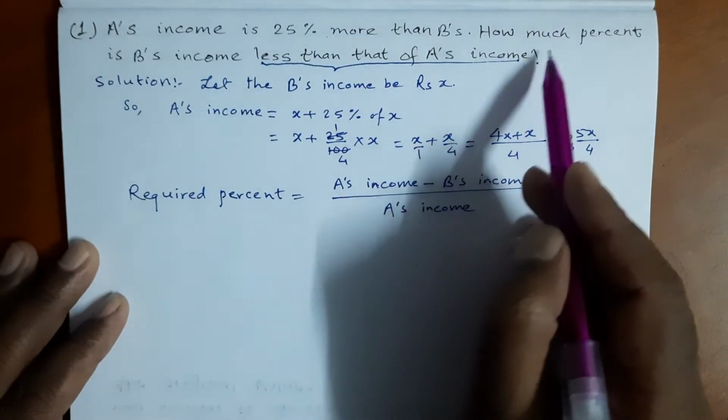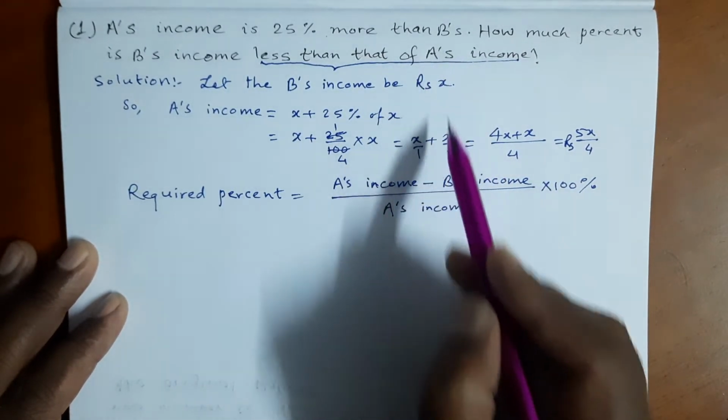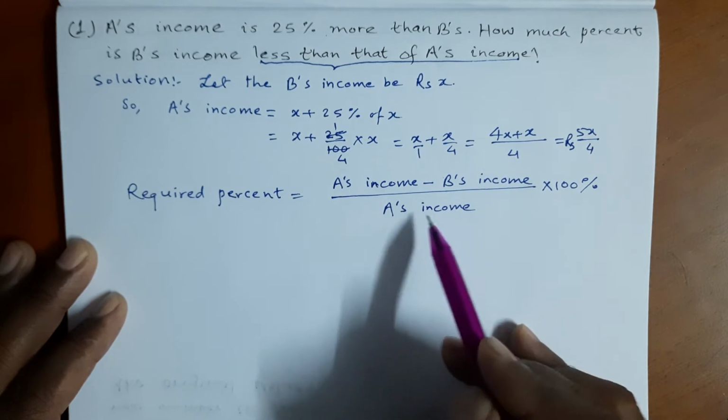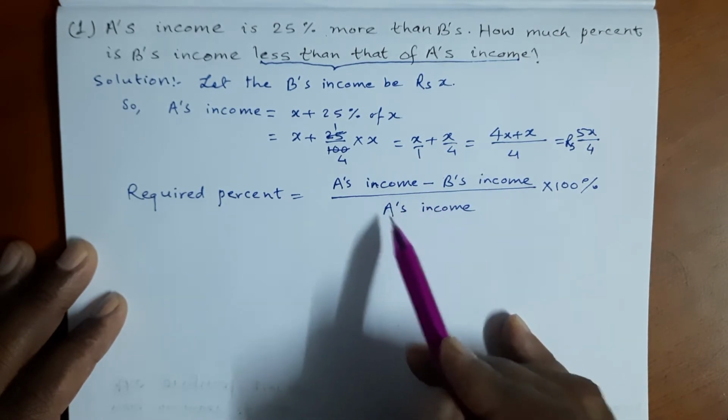So A's income we should write in the denominator. In comparison of which we have to find out, that must be in the denominator. I hope this matter is clear.